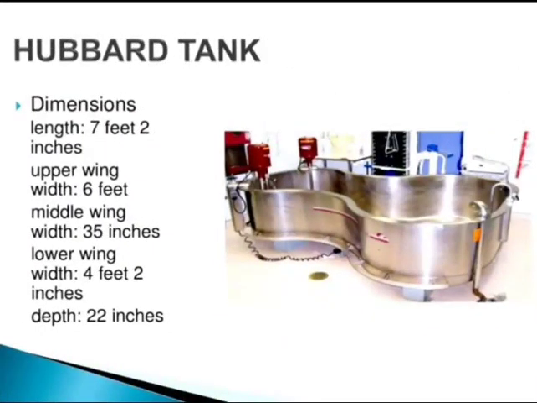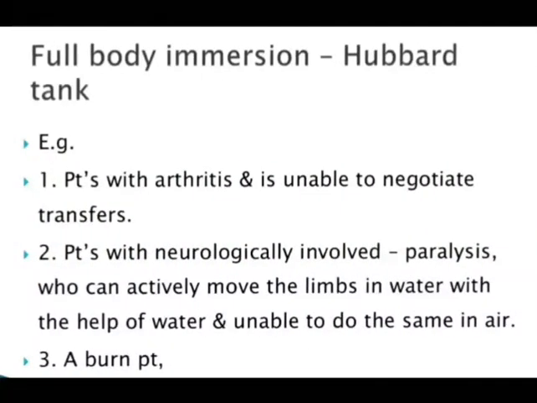So this is the picture of Hubbard Tank. You can see the dimensions: length will be 7 feet 2 inches, upper wing width is 6 feet, middle wing width is 35 inches, and lower wing is 4 feet 2 inches, and the depth will be 22 inches. So in the middle it has less width. So full body immersion is possible with Hubbard Tank.